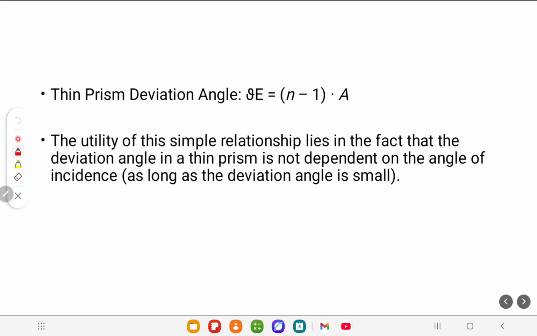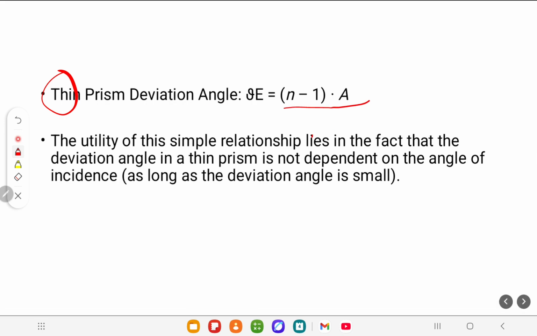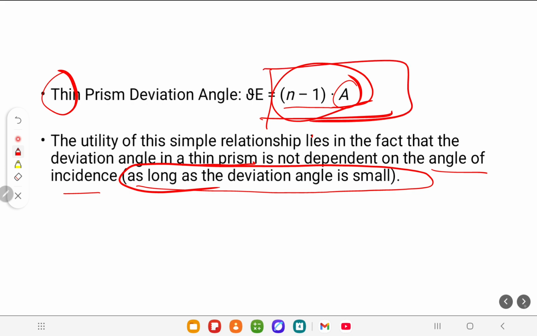So for the thin prism deviation, in the case of a thin prism, not a thick prism, the deviation angle is (refractive index minus 1) times the apical angle A. It's a very simple and useful formula. The utility of this simple relationship lies in the fact that the angle of deviation in a thin prism is not dependent upon the angle of incidence as long as the deviation angle is small. Let me explain in the next topic the core difference between thick and thin prism. But this formula is for the thin prism.